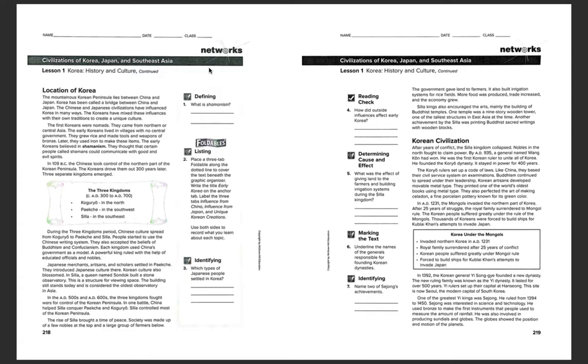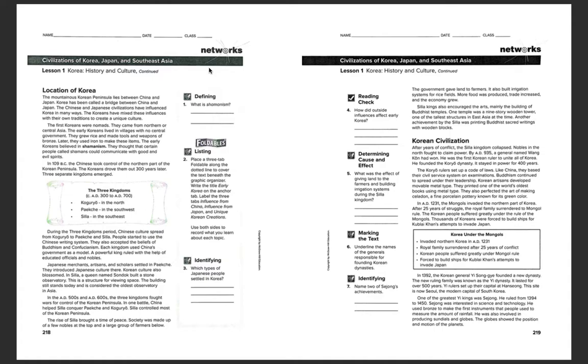The first Koreans were nomads. They came from northern or central Asia. The early Koreans lived in villages with no central government. They grew rice and made tools and weapons of bronze. Later, they used iron to make these items. The early Koreans believed in shamanism. They thought that certain people called shamans could communicate with good and evil spirits.